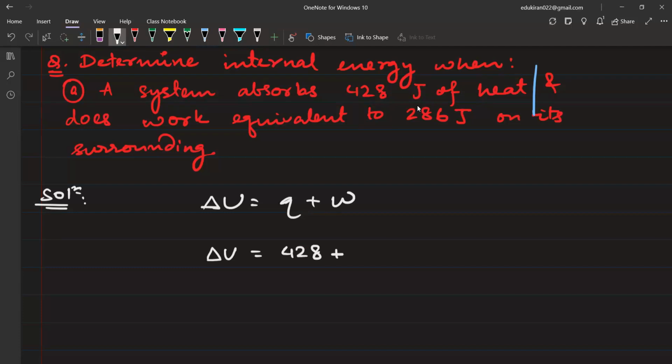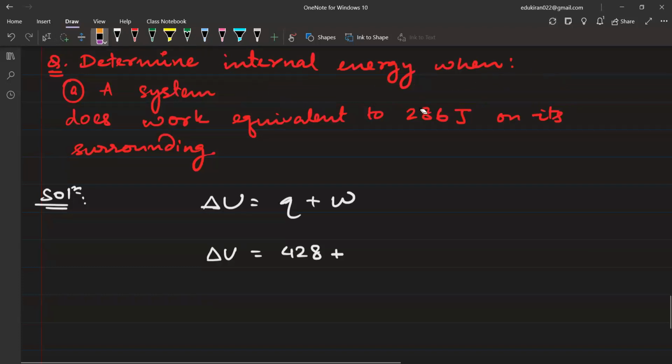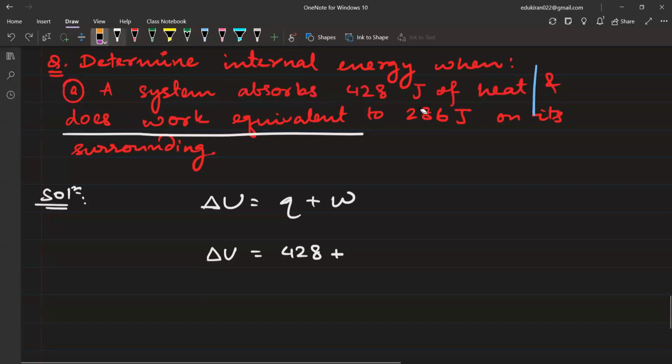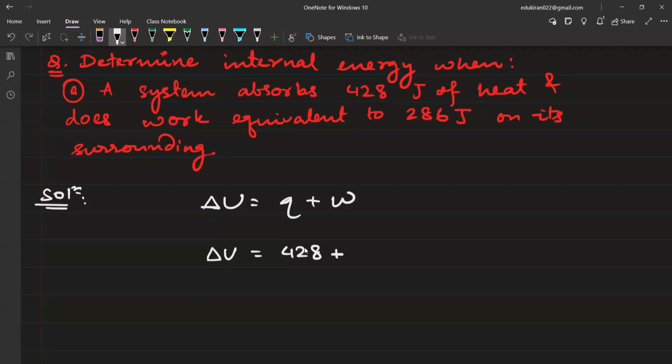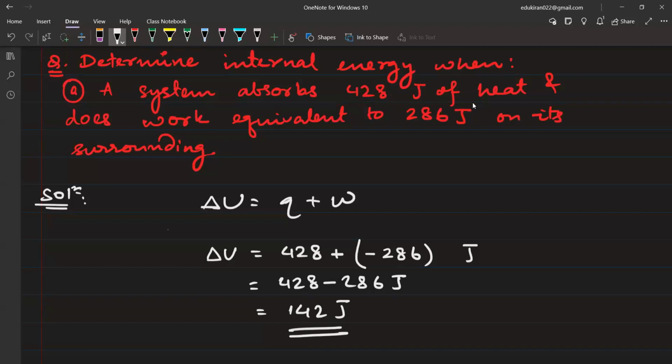अब इधर आते हैं प्लस। एंड डज वर्क इक्विवेलेंट टू, तो अब बताइए ये कौन कर रहा है काम? सिस्टम कर रहा है ना। तो सिस्टम से हमने काम लिया, तो क्या पॉजिटिव या नेगेटिव? नेगेटिव। लिया तो नेगेटिव, माइनस 286। तो ये क्या हो जाएगा, 428 माइनस 286 जूल। दिस विल बी इक्वल टू 142 जूल्स। ओके सर, समझ आ गया?